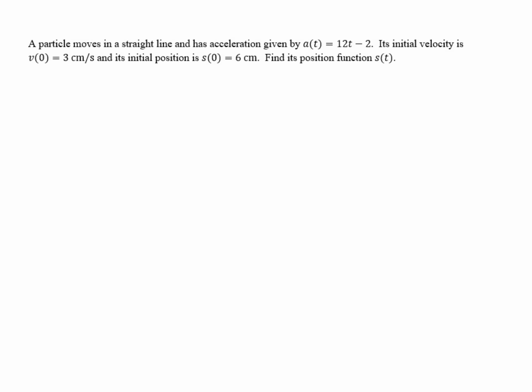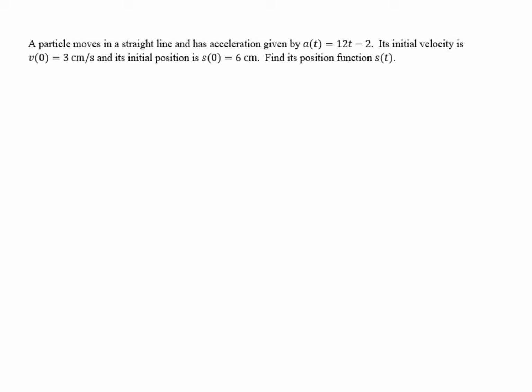A particle moves in a straight line and has acceleration given by a(t) = 12t - 2. Its initial velocity is v(0) = 3 centimeters per second, and its initial position is s(0) = 6 centimeters. Find its position function, s(t).